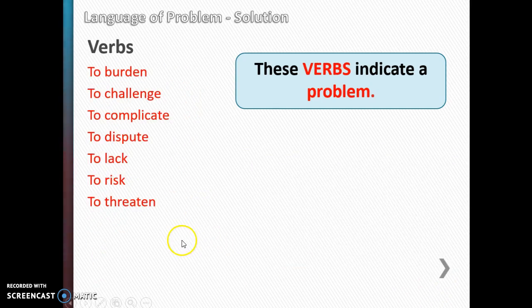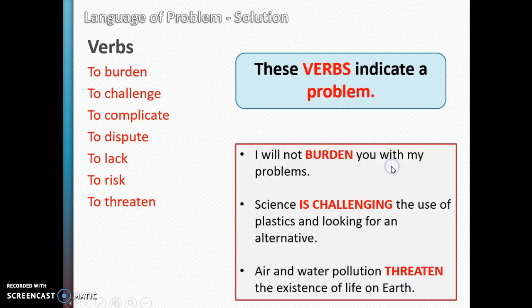There are also verbs that show us that there's a problem. So we have burden, challenge, complicate, dispute, lack, risk, threaten. All of these are examples of verbs that show us a problem. So we can use, I will not burden you with my problem. The burden is to carry something very heavy. Science is challenging the use of plastics and looking for an alternative. Air and water pollution threaten the existence of life. So all of these show that there's some kind of problem.